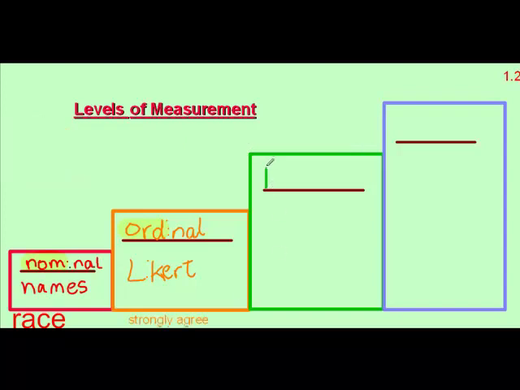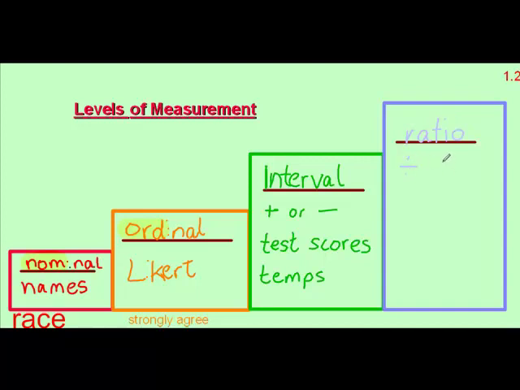Our next level is called interval. Interval level measurements are numbers. Numbers specifically that you can add or subtract, and it makes some sense. Things that would fall into this category would be test scores, temperatures. The last level of measurement is called ratio. With ratio level measurements you can make a ratio out of them by dividing or saying something is 2 times as big or as old. These are generally things that are measured, such as height, age, or the amount of money someone makes.